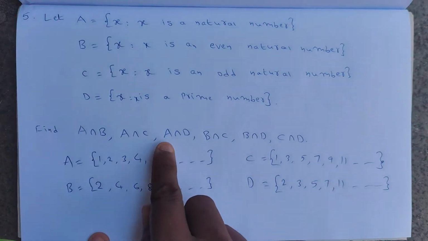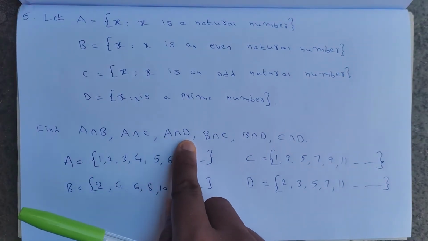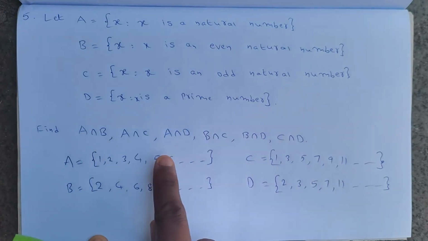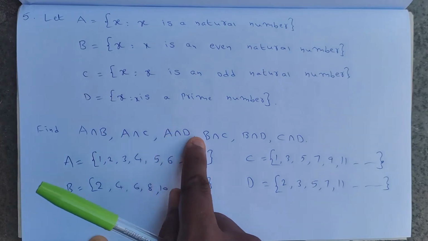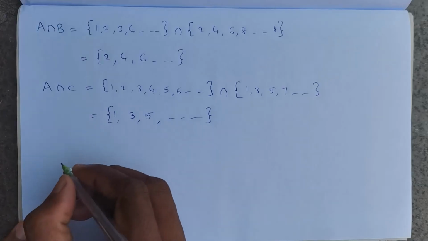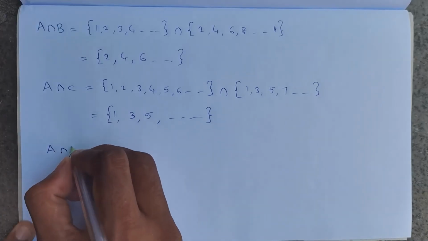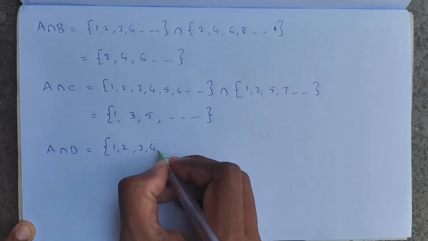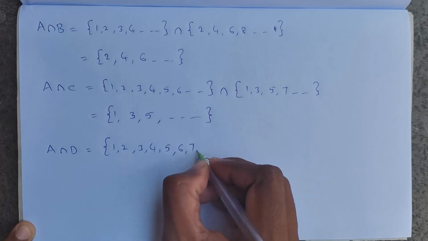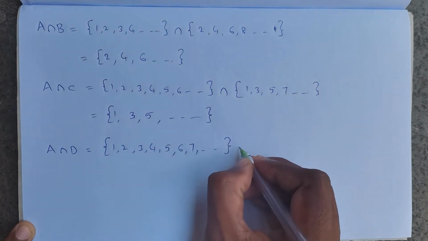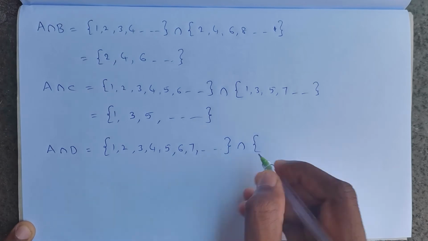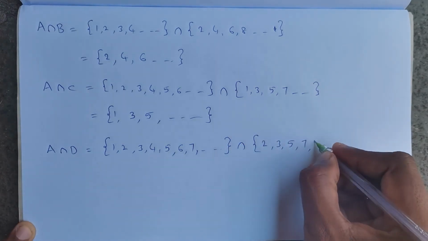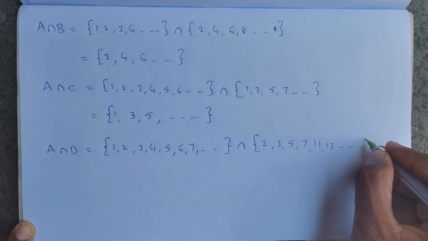And the next one is A intersection D. A is the total natural number set and D is prime numbers. So total natural numbers intersection prime numbers. A is natural numbers 1, 2, 3, 4, 5, 6, 7, 8 and so on. D is prime numbers 2, 3, 5, 7, 11, 13 and so on.